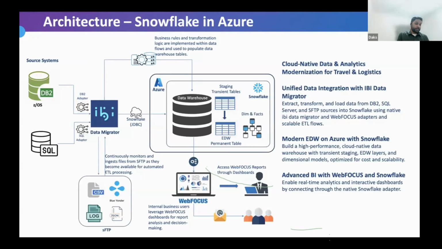So the WebFOCUS adapters are capable of supporting that as well, right? If you need any data from the data sharing ecosystem for your BI needs, it can harness that power as well.